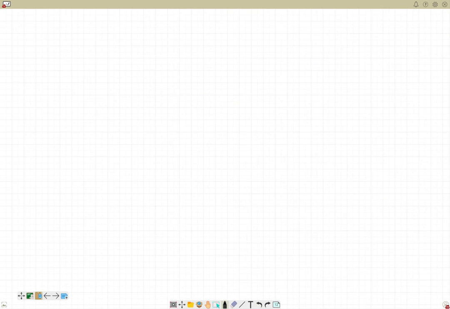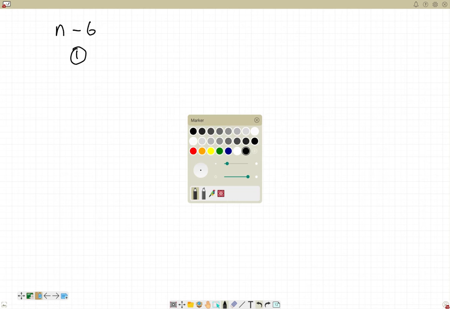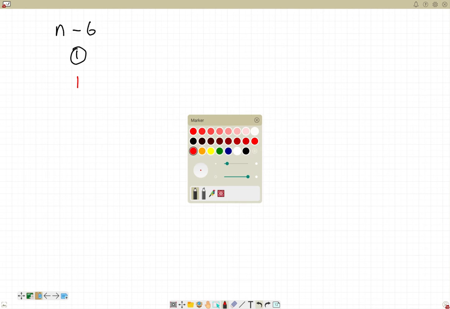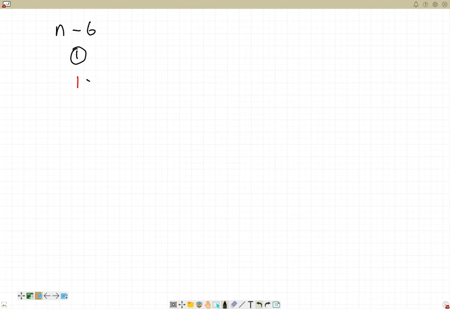Okay, so let's say I have another nth term. Let's say I have n take away 6. Now for this one, to get the first term, there's no number before n, no coefficient. So all I have to do, first term will be just 1. And then the rest of the expression, take away 6. So 1 take away 6 is negative 5.